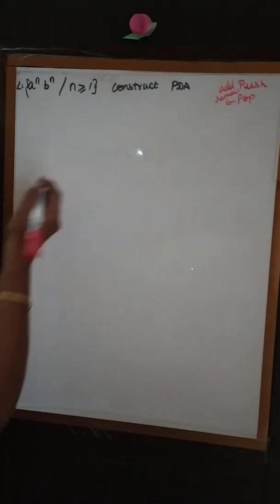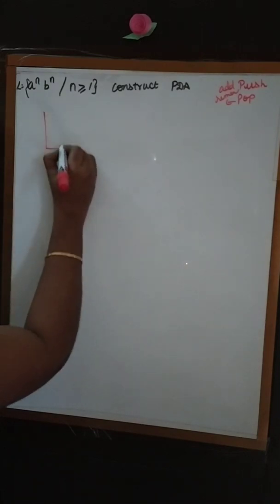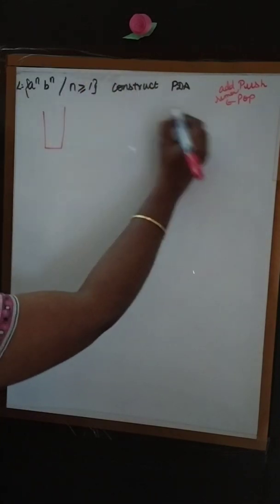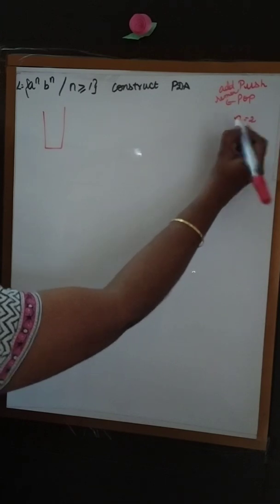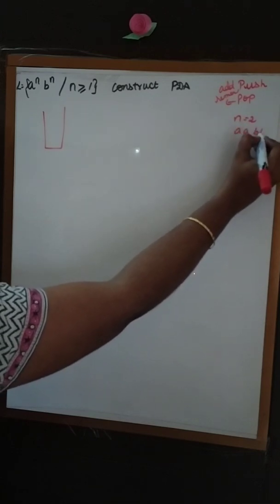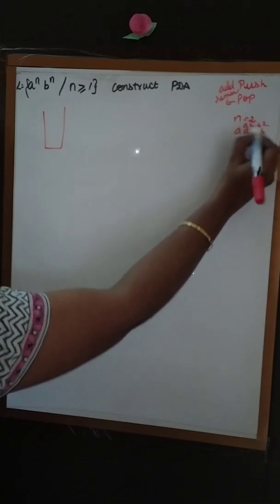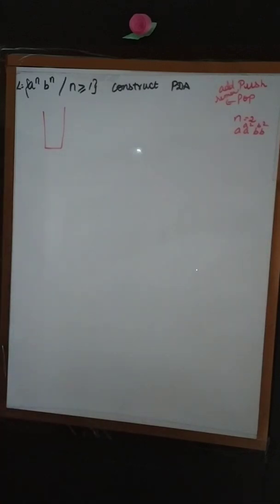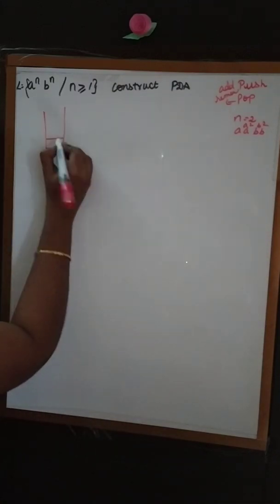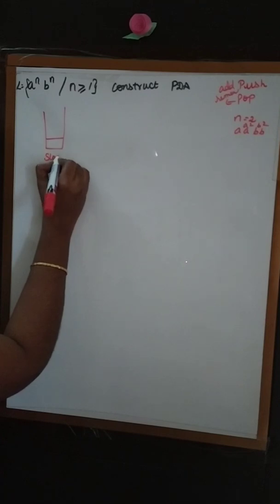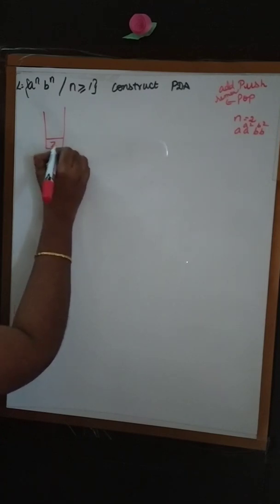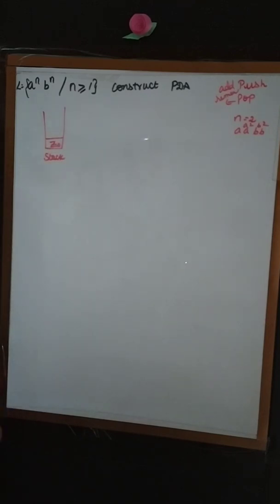So now first what we'll do, let us take n equal to 2. So a 2 times and b 2 times. Since a square and b square, I am going to take a 2 times and b 2 times. Initially what will be there on the stack? On the stack we'll have z0, right?